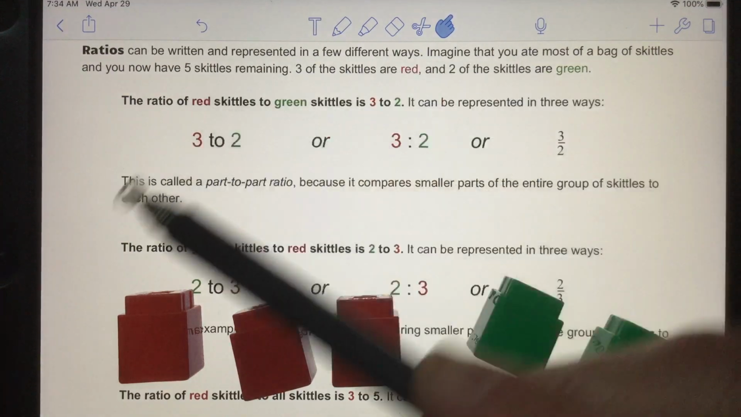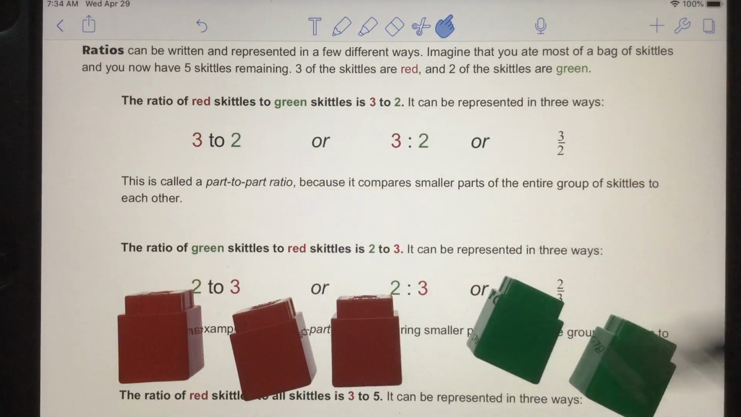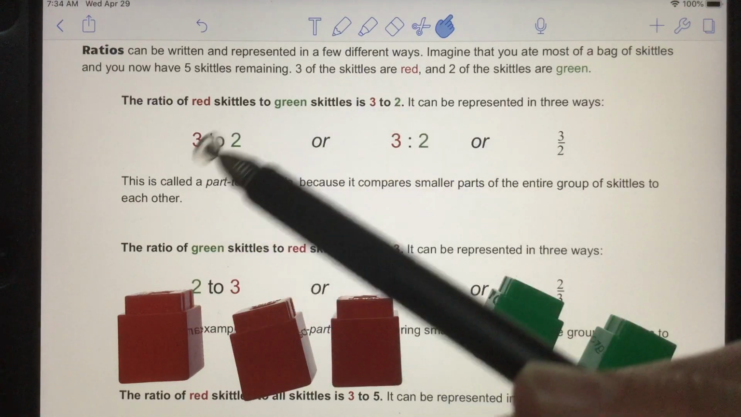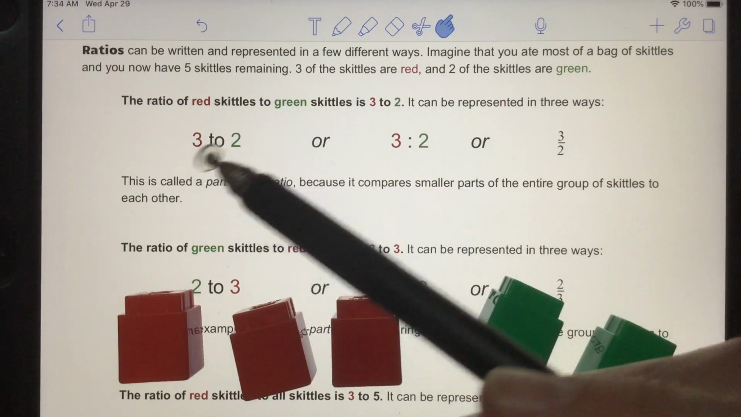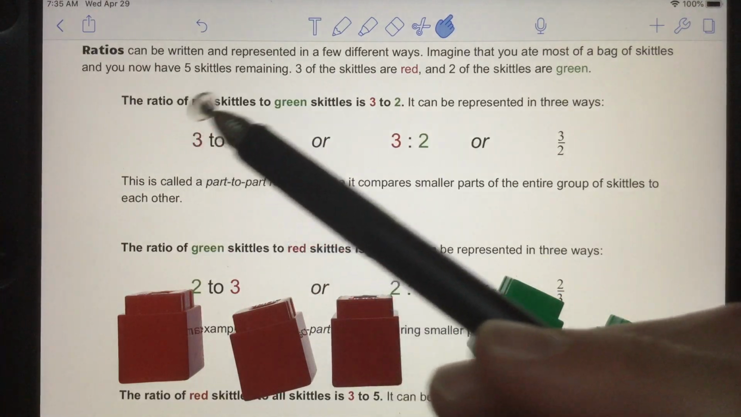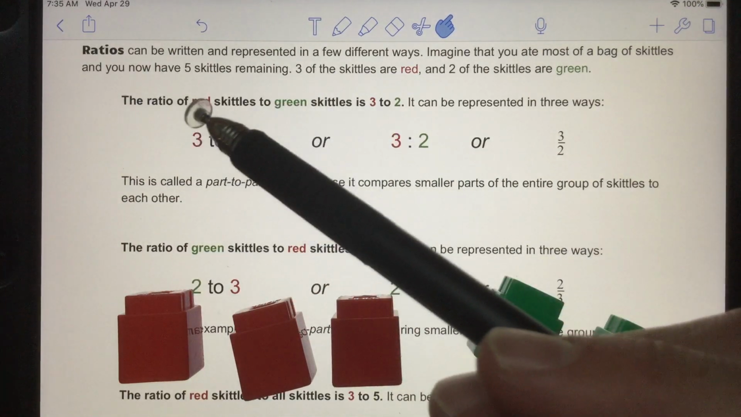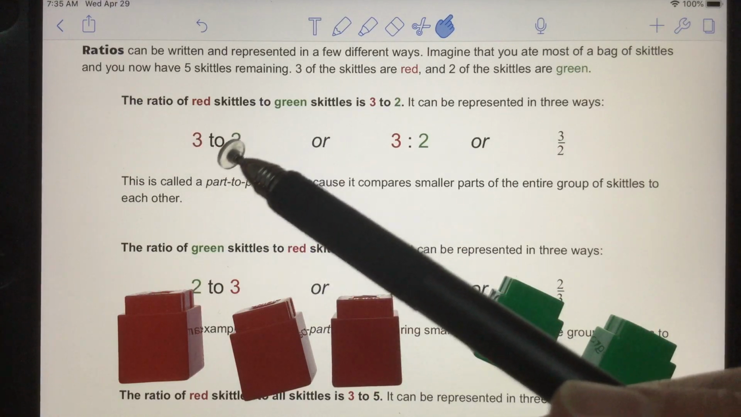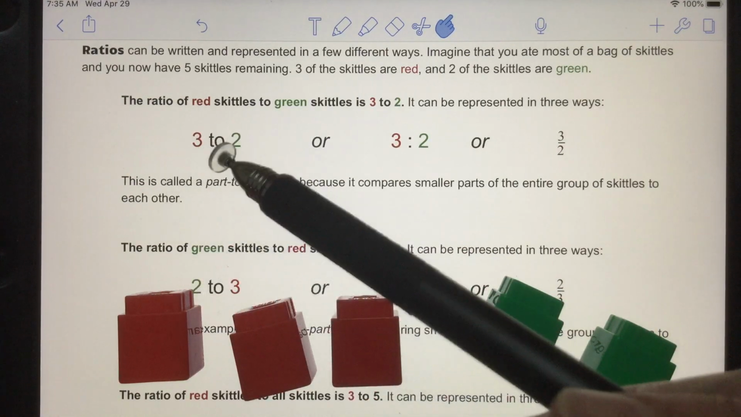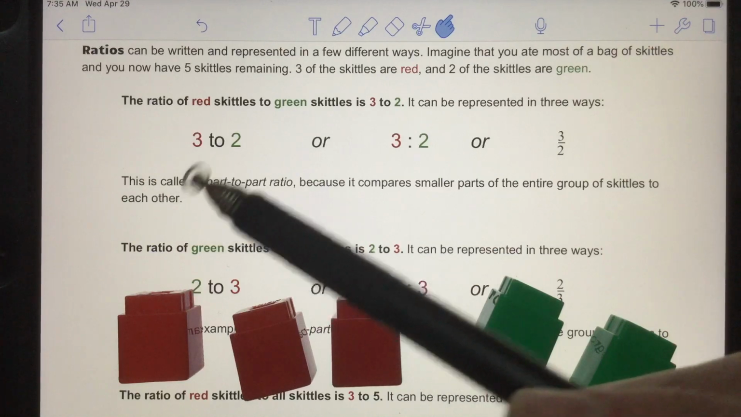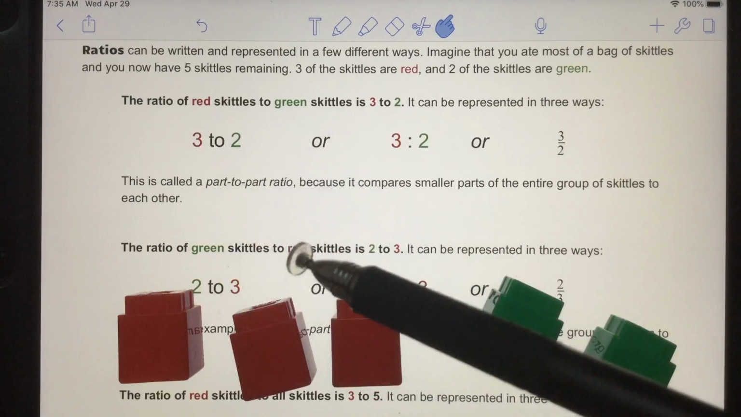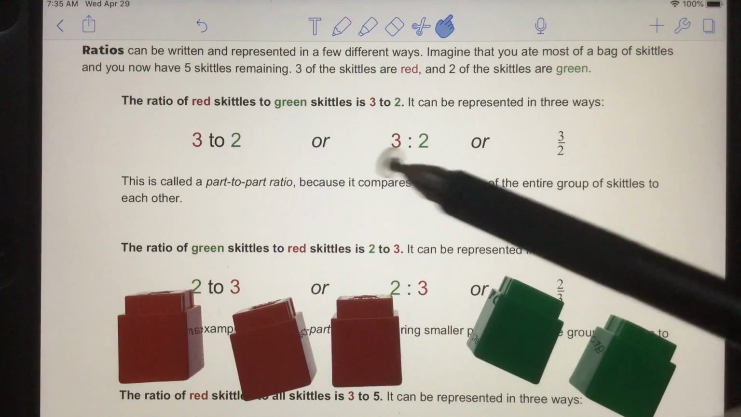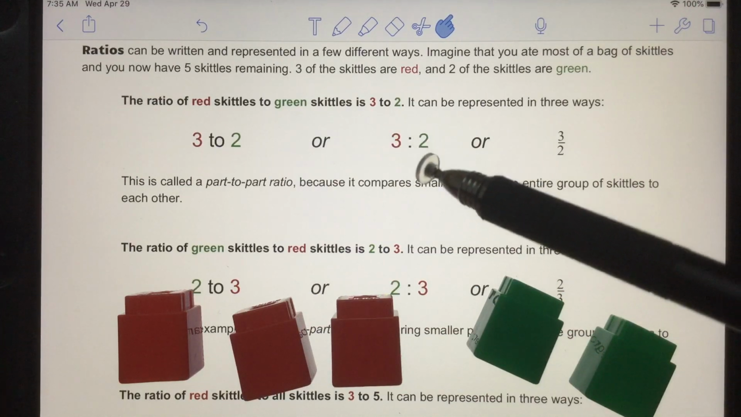But regardless, here we have three red and 2 green left. So all we're going to do to write a ratio of red to green Skittles is write the word "to" in between them, 3 to 2. Same as in the phrase up here, the ratio of red to green is 3 to 2. Sounds weird when 2 is one of our numbers, 3 to 2, but it's just the word "to" and then the number 2. Or you could write it like this with a colon, and it's still read out loud the same way, 3 to 2.